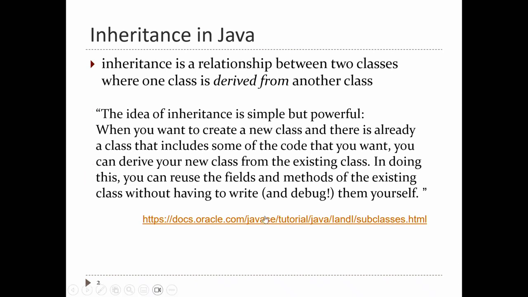This is a quote from the Java tutorial. It says, the idea of inheritance is simple but powerful. When you want to create a new class, and there's already a class that includes some of the code that you want, you can derive your new class from the existing class. In doing this, you can reuse the fields and methods of the existing class without having to write and debug them yourself. So this is suggesting that inheritance is one mechanism for reusing code in Java. You've got a class that does something that you already want, but you want it to do either more things or do it in a different way. You can use inheritance to obtain the stuff you want from the other class and then modify some of the other things that you want to change. When you inherit, you don't reproduce the code that's in the other class. You get it without having to rewrite that code.